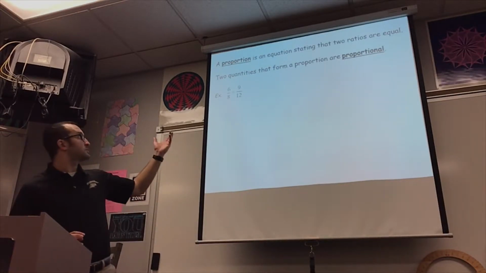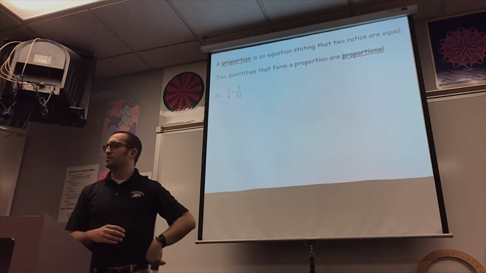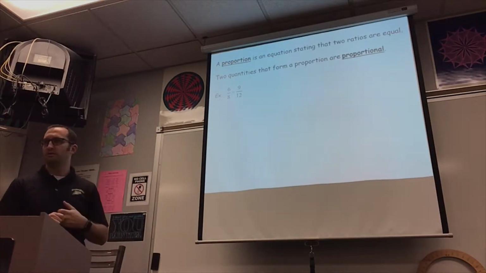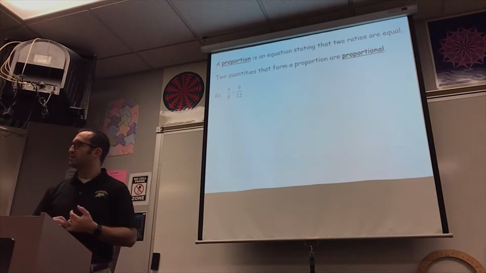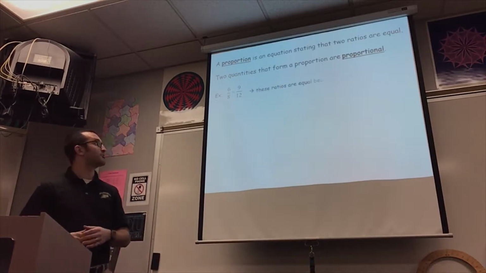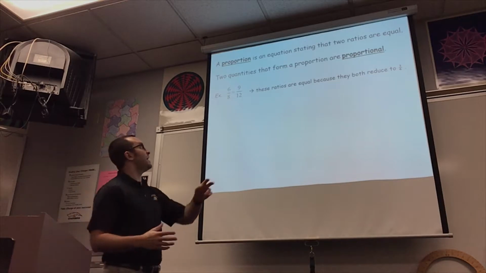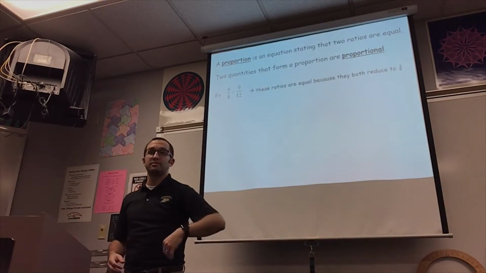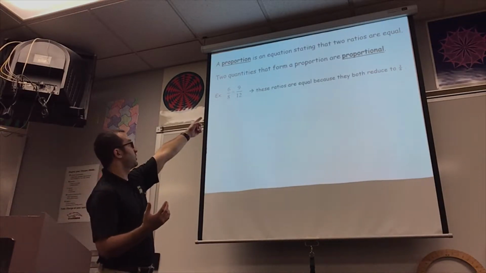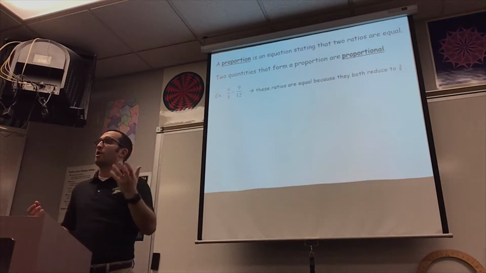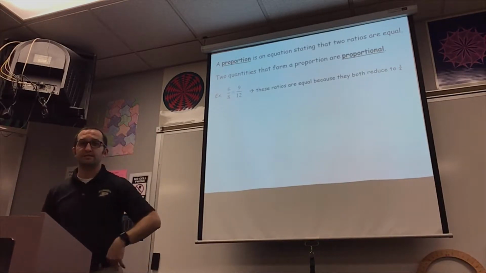So for instance, this is true, right? 6/8 is equivalent to 9/12. Why? Ashley? They both reduce to 3/4, which you have on your notes. These ratios are equal because they both reduce to 3/4. So that means that this is a proportion, because it's 2 ratios that are equal, right? So these 2 ratios are equal, therefore they are proportional. That's how you use those words correctly. Cool. So that's the vocab.